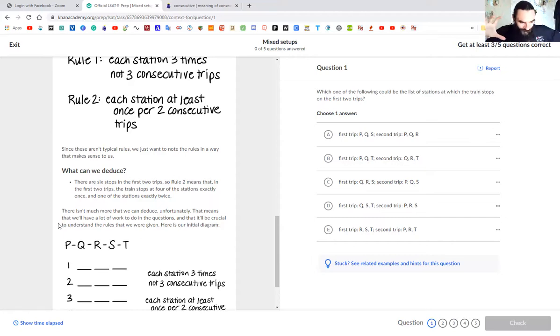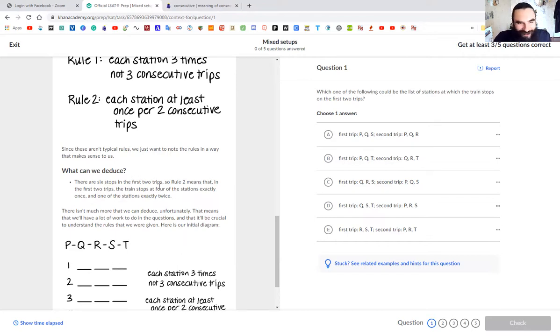Okay, there's the train. There's 5 stations. So it stops at each station. There are 2 consecutive trips, at least once. One of these 5. Yeah, but there's just 5. Okay. So there's 5. This means that in two consecutive trips, it has to stop on 5, and one is going to stop 2 times. Okay, I got it finally.